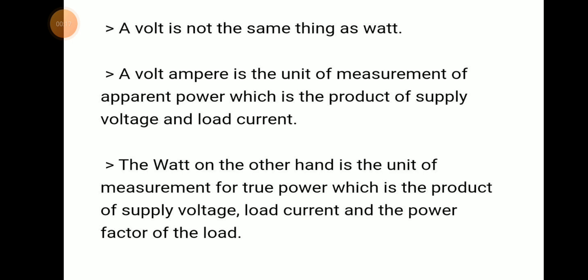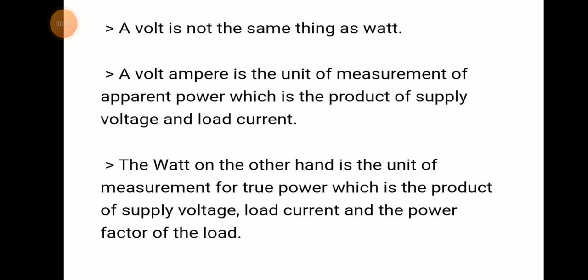The reason is, we know that volt-ampere is not the same as watt; both are different. Volt-ampere is the unit of measurement of apparent power. We know that apparent power is the input power, which is the product of supply voltage and load current. And watt, on the other hand, is the unit of measurement of true power, which is the product of supply voltage, load current and power factor of load.